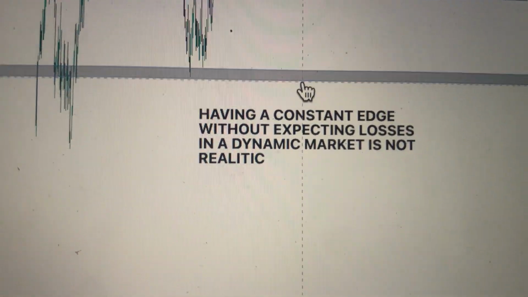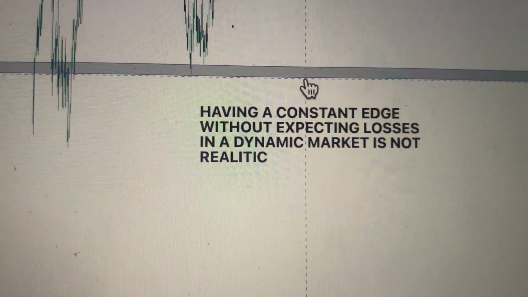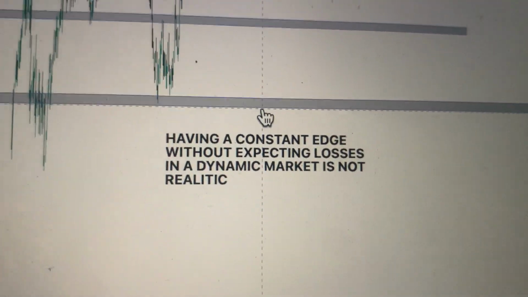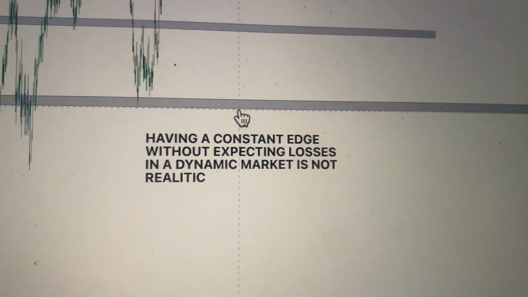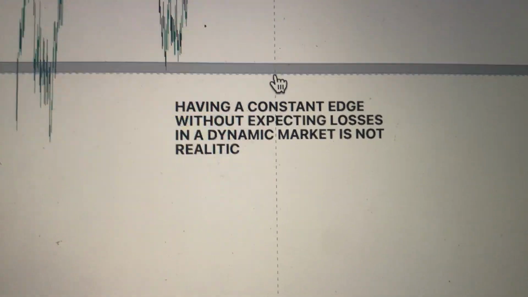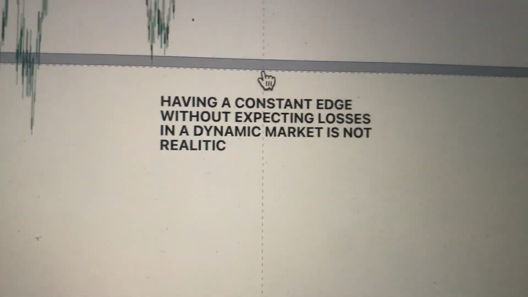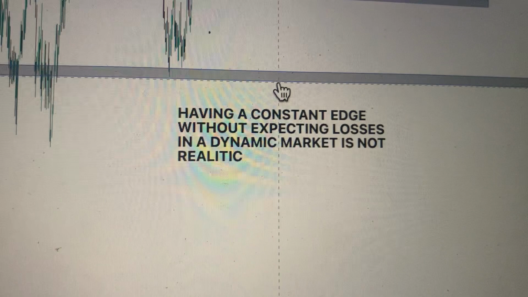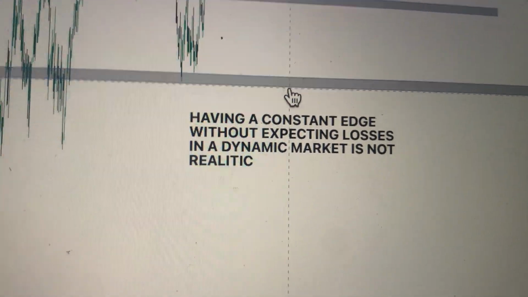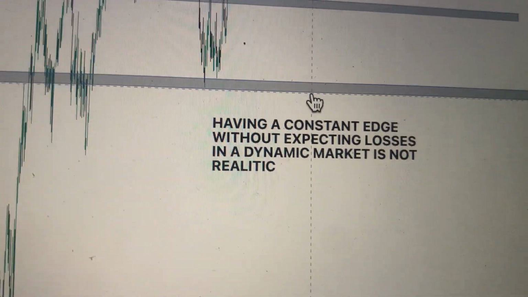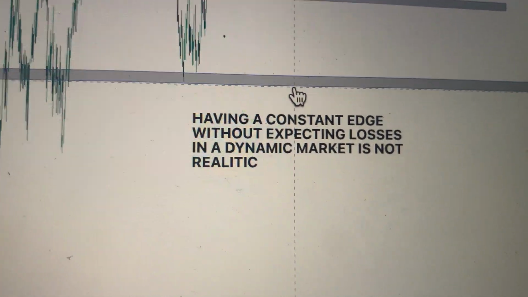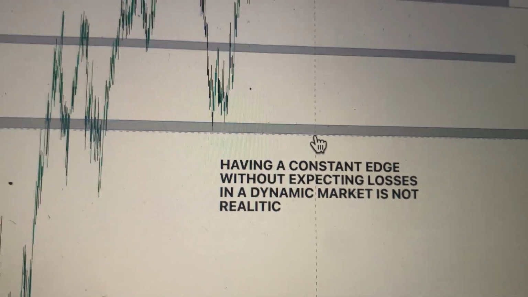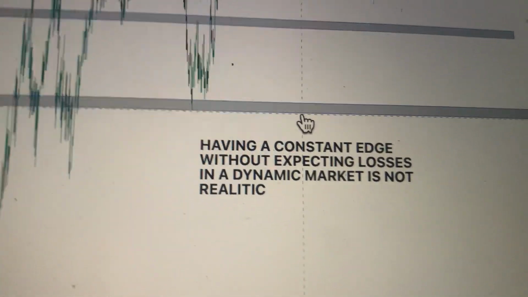Having a constant edge without expecting losses in a dynamic market is not realistic. It's as clear as it sounds. Your edge is constant, meaning you do the same thing every day, right? That's a constant edge. And this market is dynamic. That means it always changes. So if your edge is constant in an environment that changes, you know that you can't avoid losses. Those are definitely losses. So you just keep your psychology in check. When you have losses, know that okay, you move on.